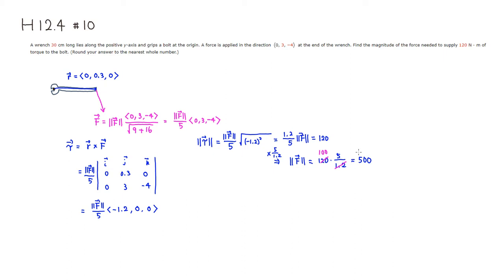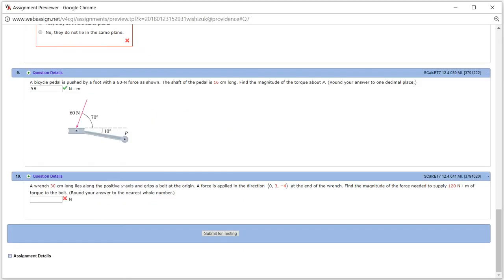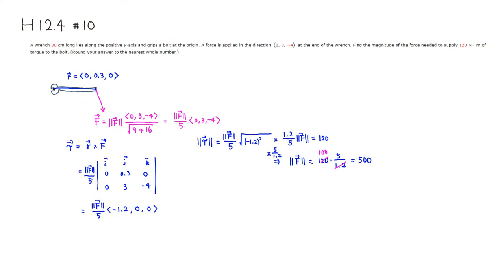So let's type it in here. The magnitude of the force is 500 newtons. Let's check the answer. It came back and looks like we got this one correctly. That's it. I hope that this was clear.